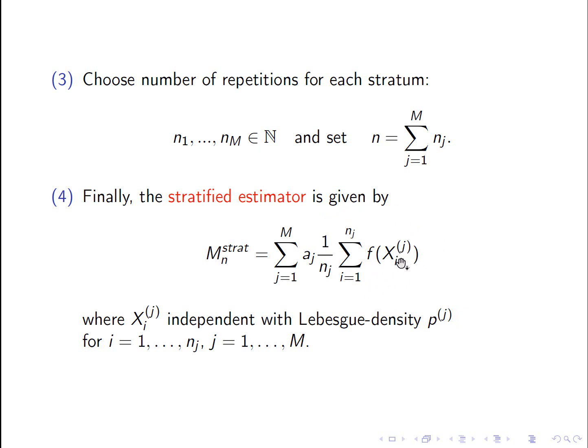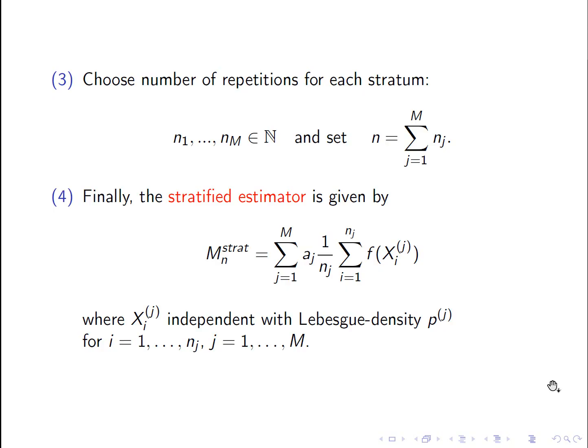So the x_ji's are IID copies of x_j, and we take n_j of them and plug them into f and average, and after that we run over all strata and average with additional weight alpha_j here. Okay, and that's the stratified estimator. Break down everything into strata, sample conditionally, use on each stratum the classical MC estimator, and then average again.